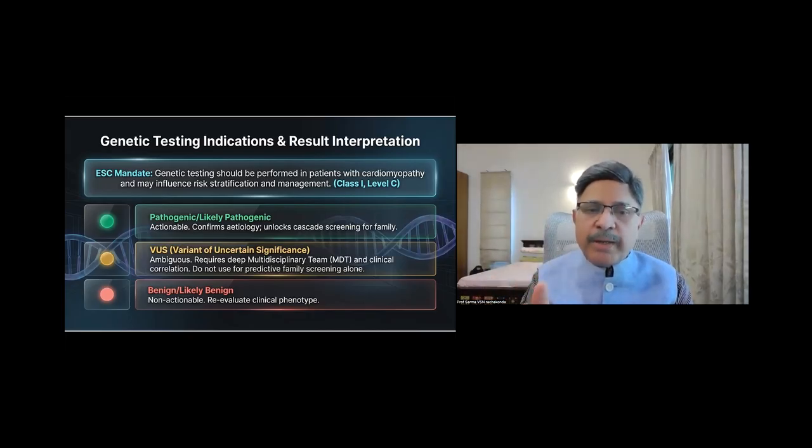Now, benign and likely benign mutations that you see are non-actionable, you don't have to do anything. Reevaluate your clinical phenotype and continue the treatment. You have no business to do any cascade screening in that.